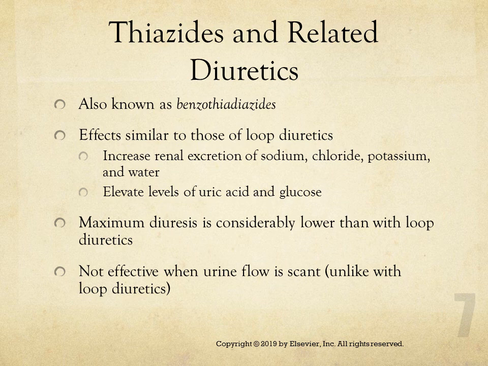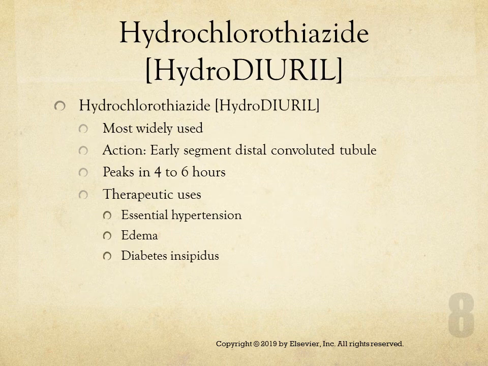The maximum diuresis is considerably lower than with the loop diuretics, such as with the hydrochlorothiazide, which is the most widely used, it works in the distal convoluted tubules. It peaks in 4 to 6 hours, and it's generally used for essential hypertension, for edema, not severe edema. Again, you'd want to use Lasix, and in diabetes insipidus.